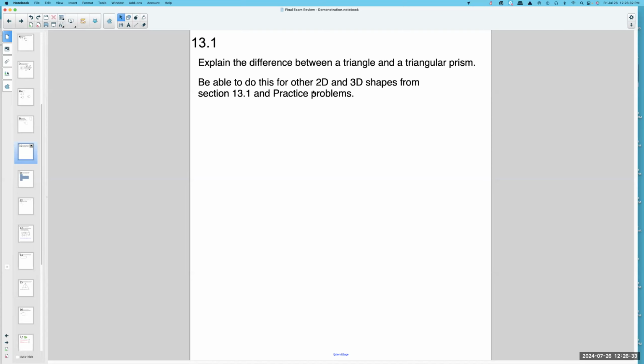Triangle is a flat three-sided figure. Triangular prism is three-dimensional, and you'll describe it as such. And that's honestly what we're looking for. Three-dimensional figures also have volume, where 2Ds don't. They have surface area, 2D figures don't. So you'll want to be able to say things like that about the difference between two and three-dimensional figures.